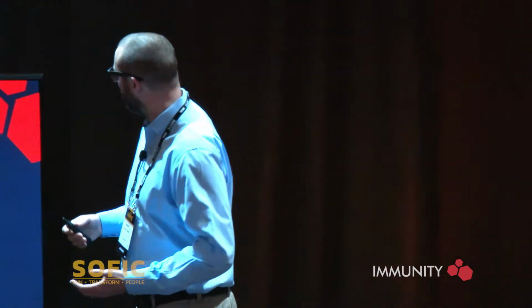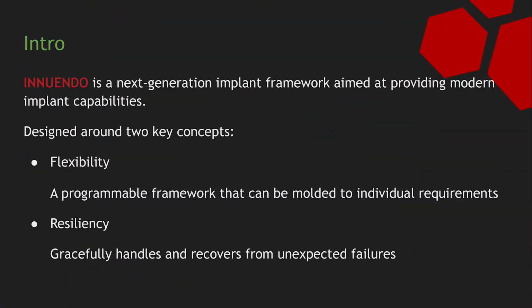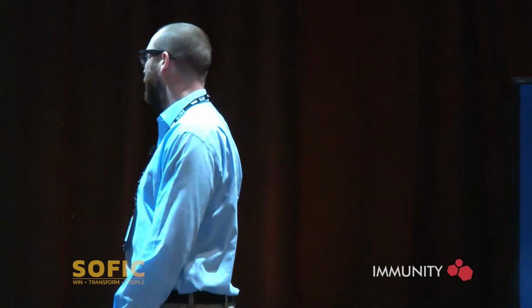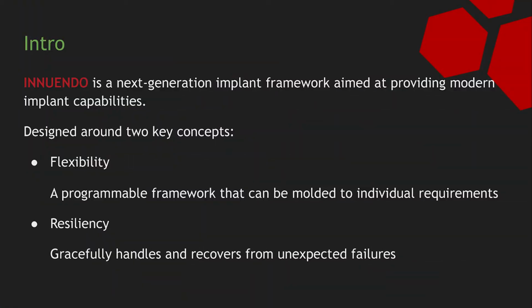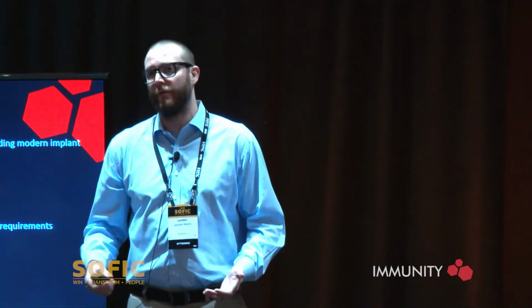So Innuendo is our implant framework, aka covert endpoint management, aka network implants backdoor. We designed it around two key concepts. We designed it to be flexible, which means it had to be rapidly adjustable to changing network scenarios. And it had to be resilient, meaning it had to be completely fault tolerant and interruptible.